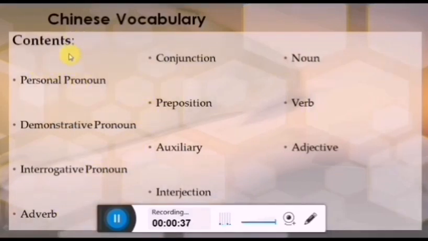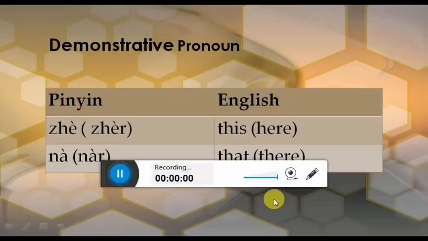Contents which we are going to learn: personal pronoun, demonstrative pronoun. Now we are going to learn how to speak things like here and there, that, this, these.